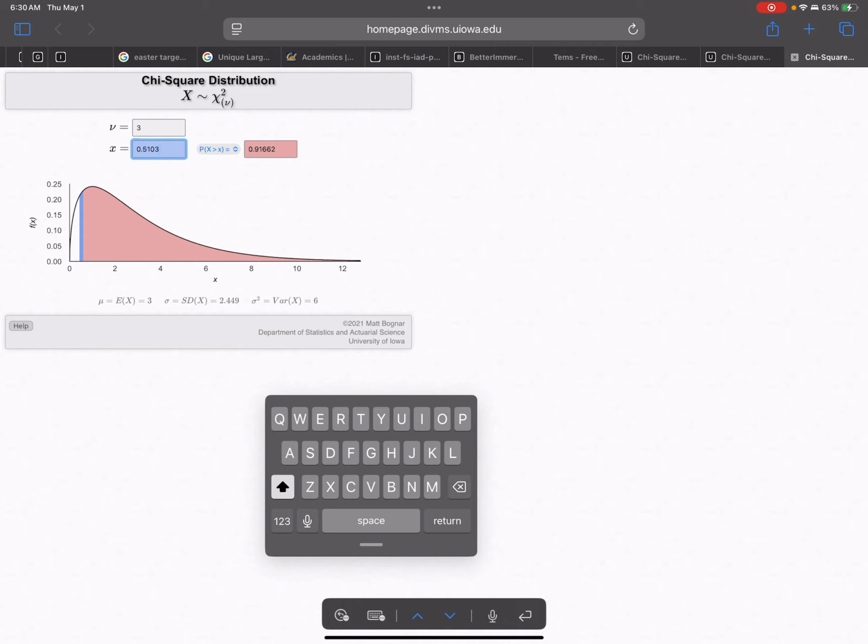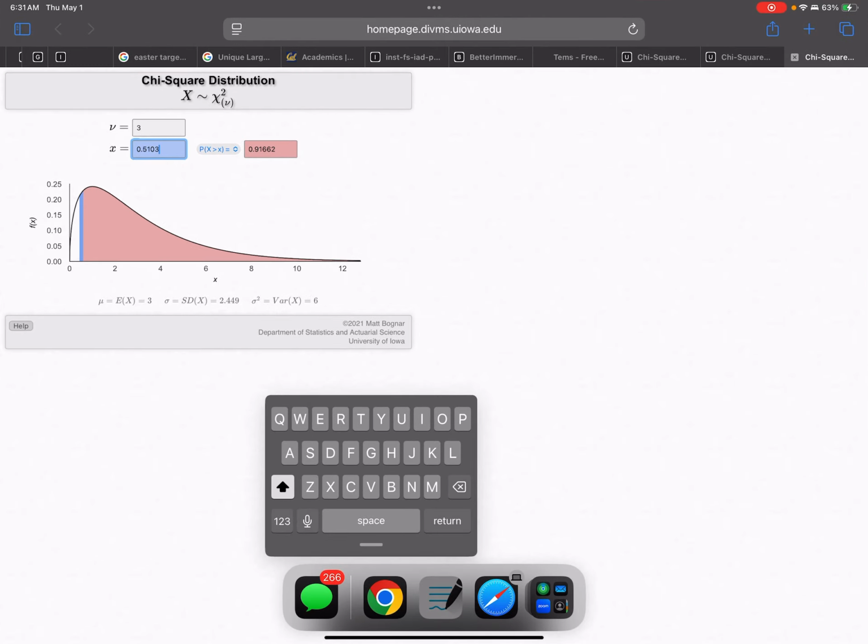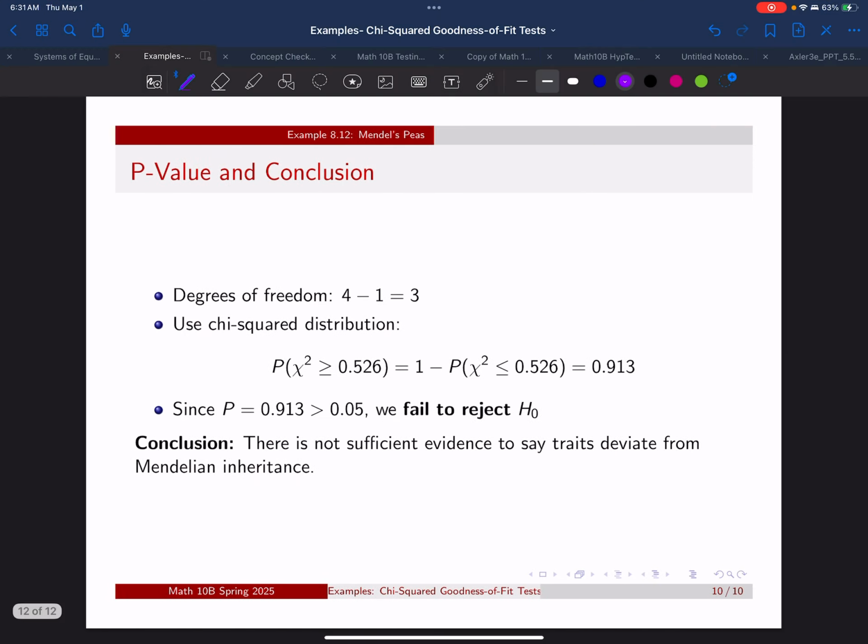So we are certainly failing to reject. This is a big p-value. Right? So we're able to make our conclusion: not enough evidence to say that the traits deviate.